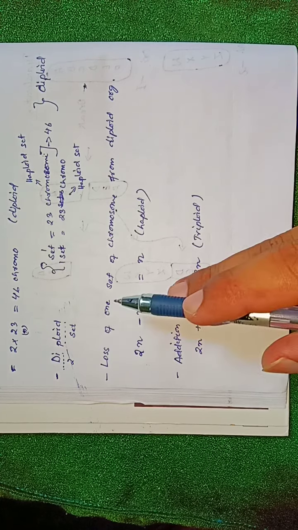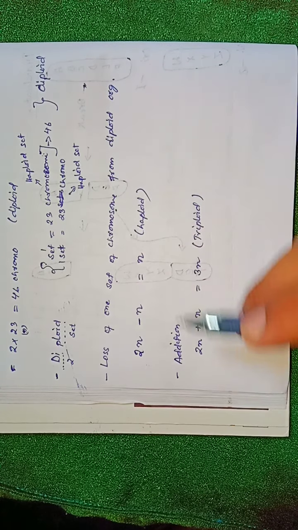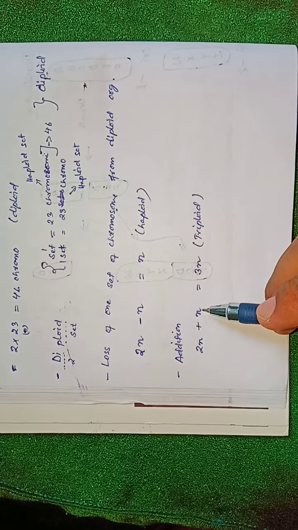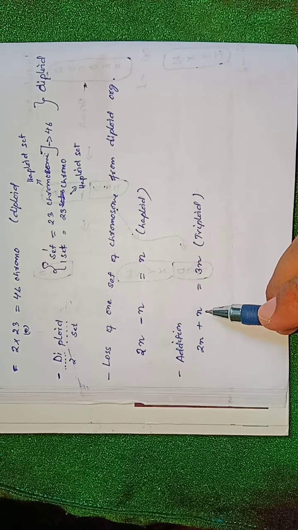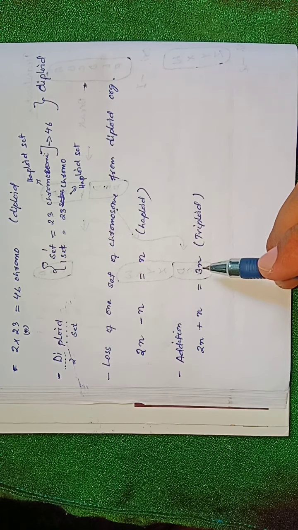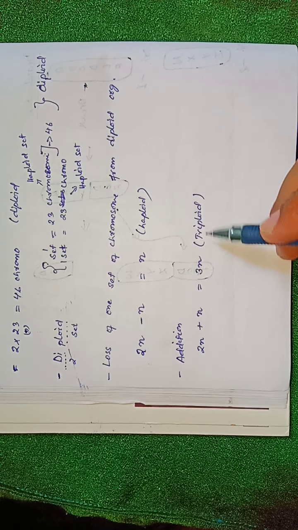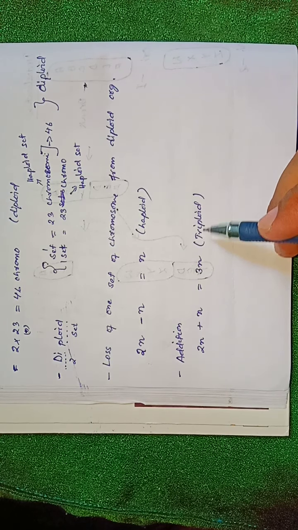If one set of chromosomes is added to the diploid organism, that means 2n plus n. This is the one set of chromosomes. In this case the organism will become 3n. 3 stands for tri and n stands for ploid. So 3 sets of chromosomes.